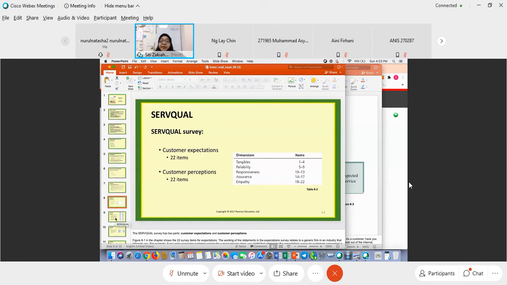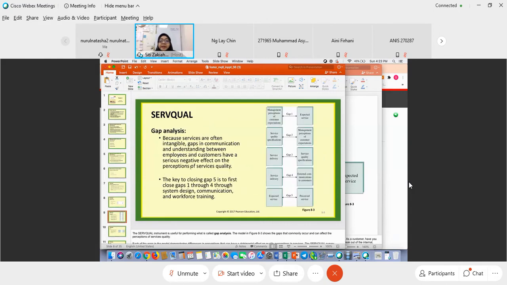But what are they measuring? They're looking at gaps. Gap 1, gap 2, gap 3, gap 4, and gap 5.